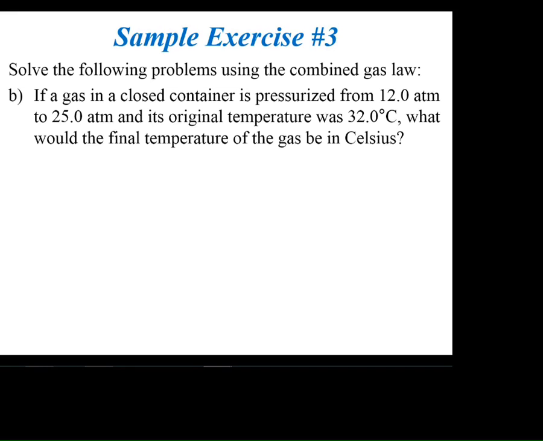Okay. So P1 over T1 equals P2 over T2. We're finding T2, so we rearrange. And what do we get? P2 times T1 over P1? Is that right? That's right. Okay, so what's P2? What's the pressure it went to? 25.0, I'm sure you meant to say.